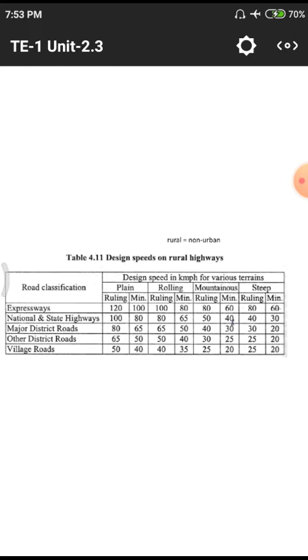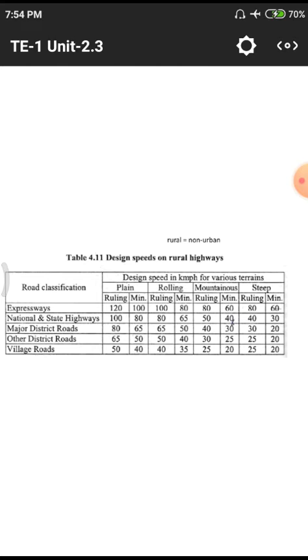Normal speed of this national highways is 100 kilometers per hour. In the different terrains they are giving. First one, plain terrain, maximum value is 100 kilometers and minimum value is 80 kilometers. Similarly, in rolling terrains we are having 80 kilometers, 65 kilometers. After that we are having mountainous 50, 40, and steep terrains, that means where there is a less span of distance between two roads. Those are called steep. In those places we have to maintain 40, 30.